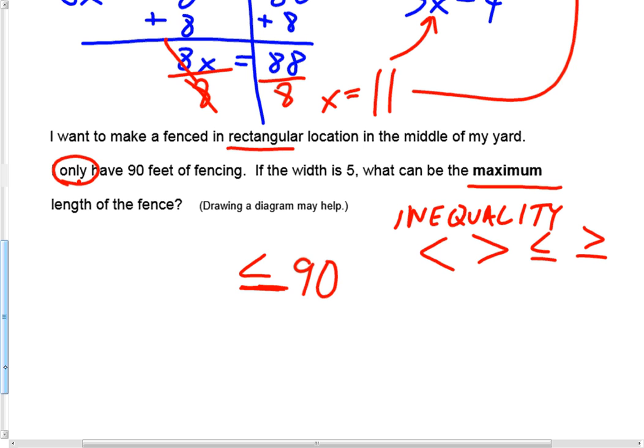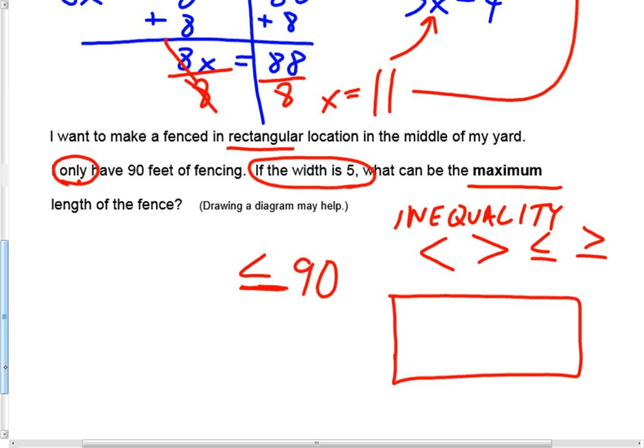Draw a picture. This is still a rectangle. The only difference is now we're dealing with an inequality. What's the width? Even better, they give me a number for that. I'm doing less work here. Do I know what L is, or the length? No. Put it in the drawing. You can put an x there, you can put an L there, whatever you want to put for the variable. Every problem's a little bit different. This one doesn't equate the width with the length, it's just a separate variable.